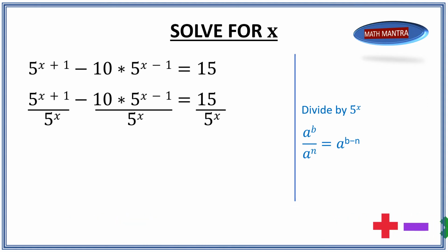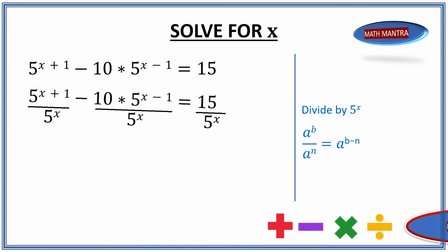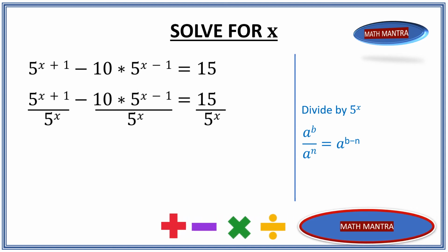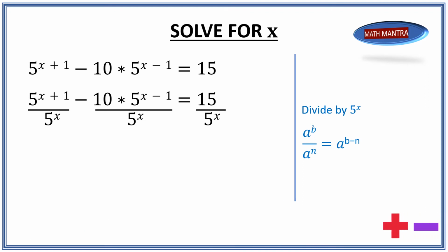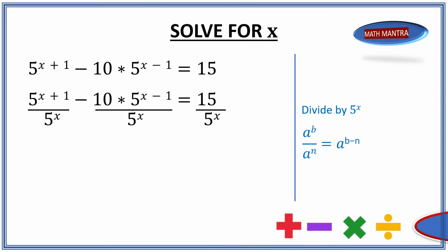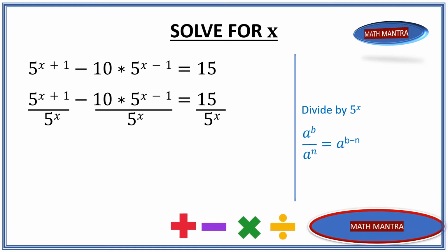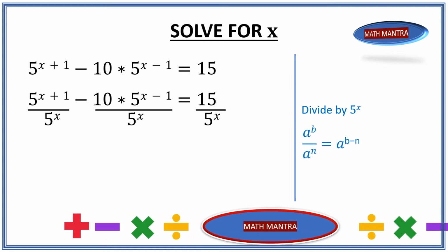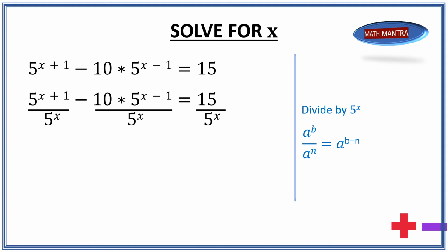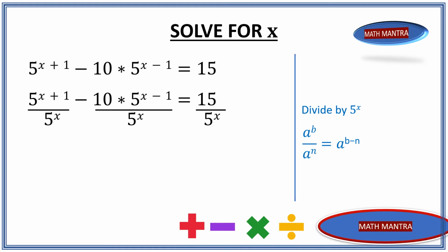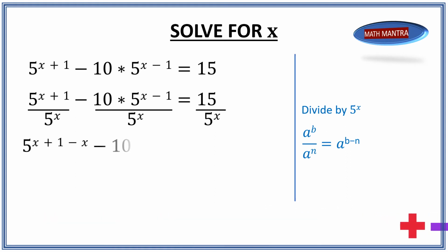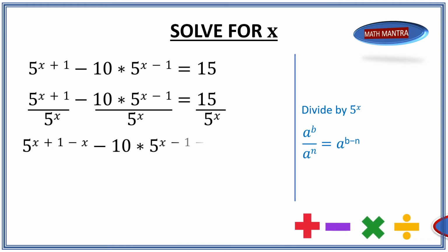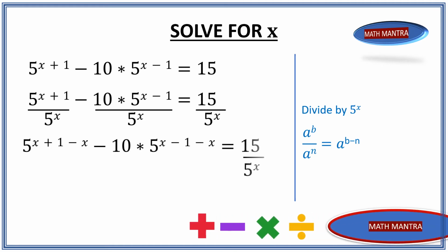As you can see, we already divided by 5 to the power of x in the second term as well as on the right side, right? Now let's bring it back up. As we know, a to the power of b divided by a to the power of n can be rewritten as a to the power of b minus n. So in this case, 5 to the power of x can be taken to the numerator with a negative sign. Then it will turn into 5 to the power of x plus 1 minus x, minus 10 times 5 to the power of x minus 1 minus x, is equal to 15.